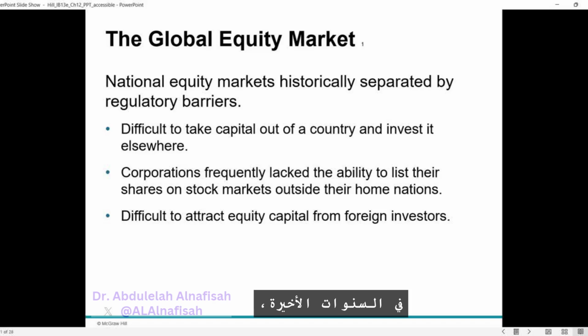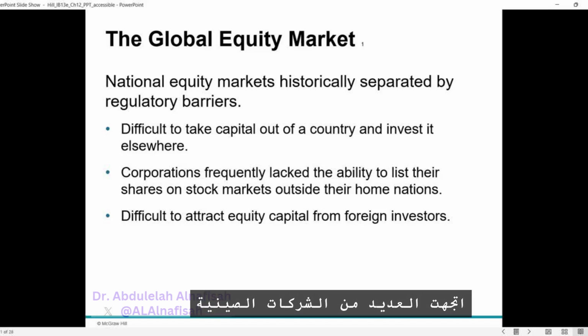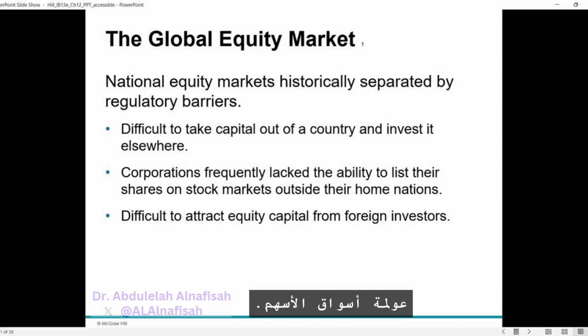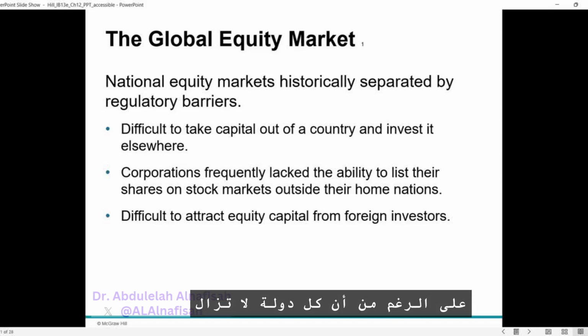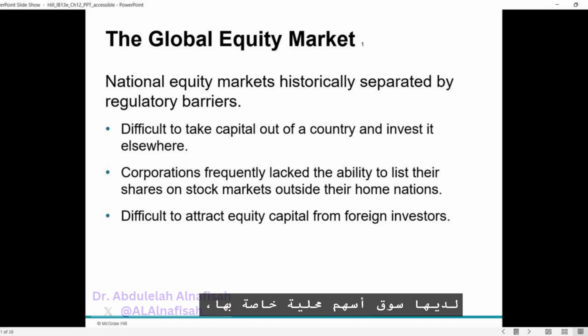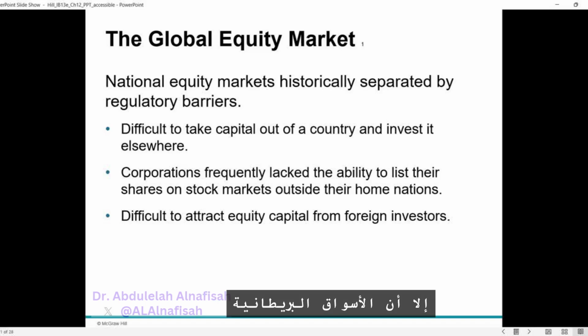In recent years, many Chinese companies have also turned to foreign markets, such as the New York Stock Exchange, to raise equity at lower costs. This trend has increased the globalization of equity markets, though each country still has its own domestic stock market. While U.S., British and Japanese markets remain dominant, international investment and corporate ownership are growing.